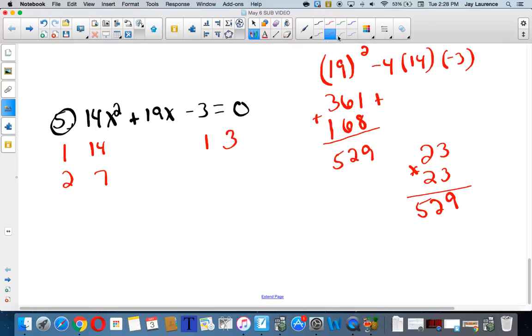Now I'm going to multiply the factors together and subtract their products to get 19. Oh, look at this. I got 21 right here. Right? There's a positive 21.